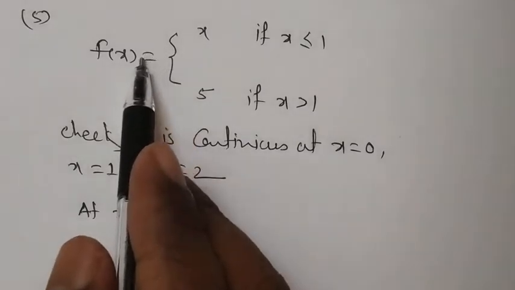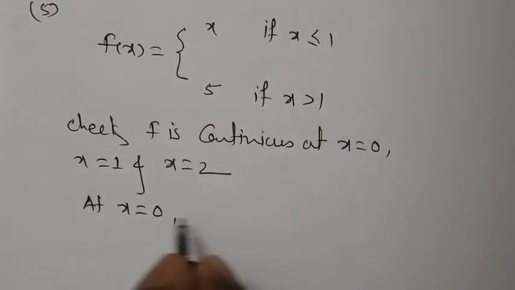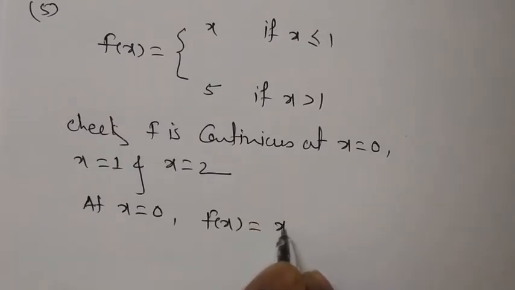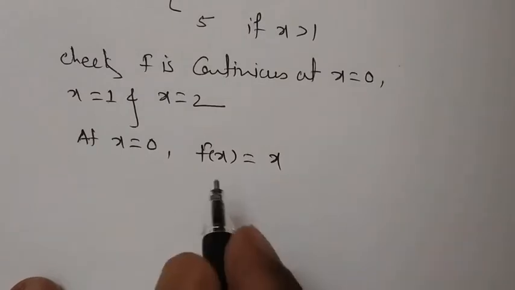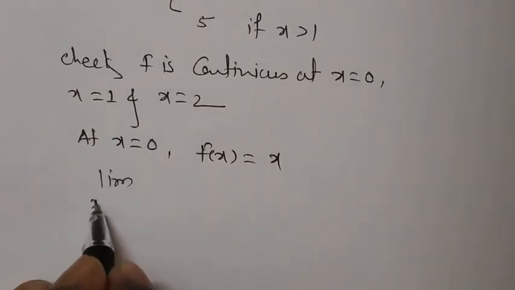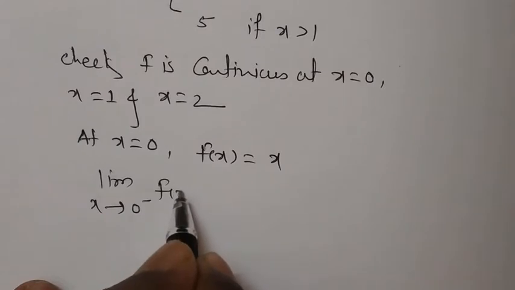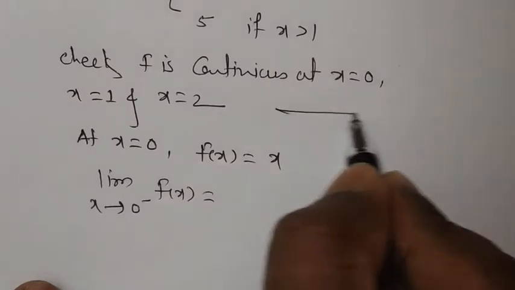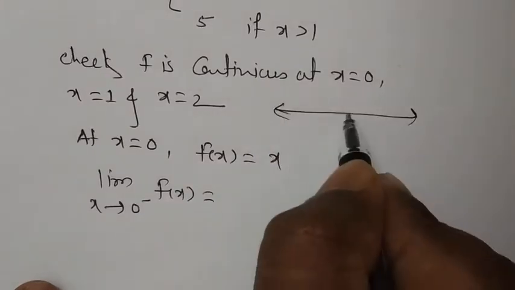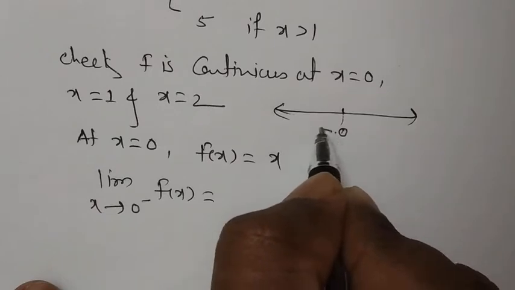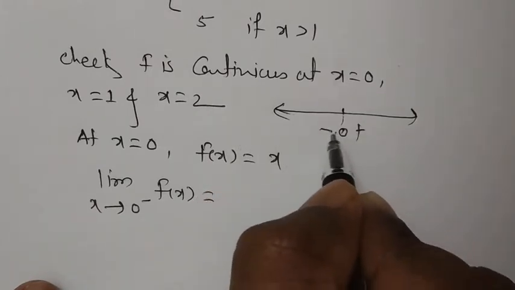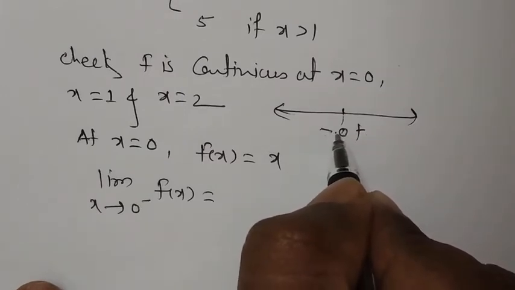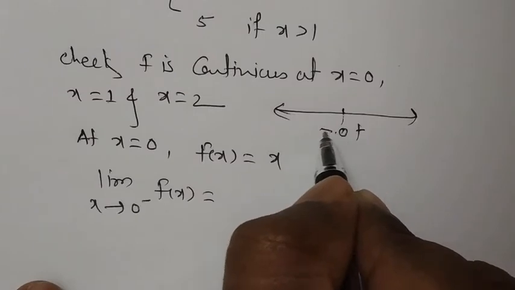Less than 1 means what? f of x equals x. So for this function at x equals 0, f of x equals x. Then we take the singleton function. Then limit x tends to 0 minus of f of x. That 0 minus means what? It is clearly the left side number of 0, and 0 plus means the right side number of 0. Now left side means what? It is nearly equal to 0 but not exactly 0.